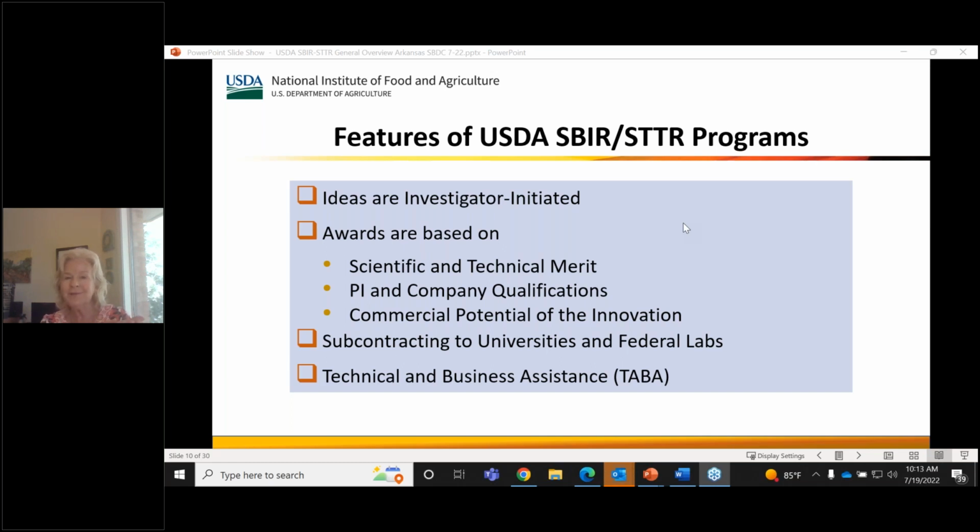So you can have a great scientific or technical innovation, but if you don't have a pathway into the market, that's going to be an issue. So you have to have both things. And then we also look at the PI and the company qualifications, because that's very important also. And then as we've touched on, subcontracting to university and federal labs is encouraged with SBIR, and it's required with STTR. Technical and business assistance is also available, and we'll talk a little bit more about that.